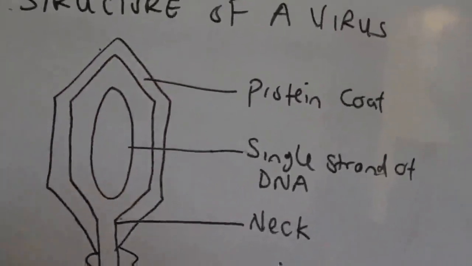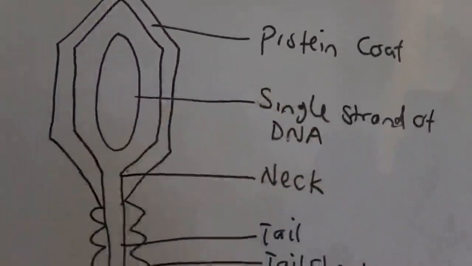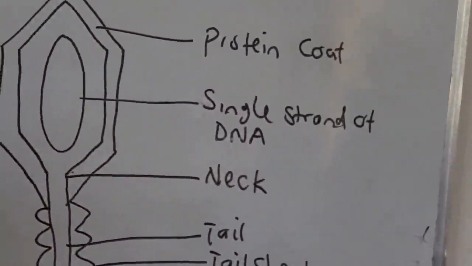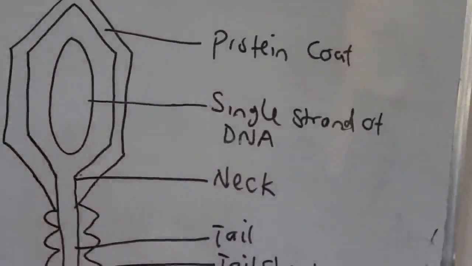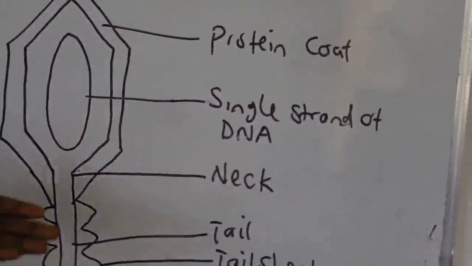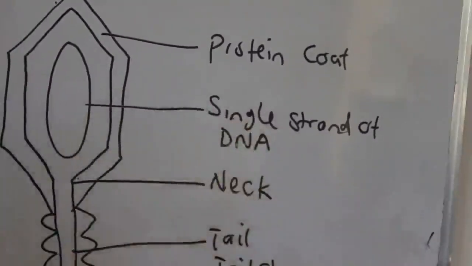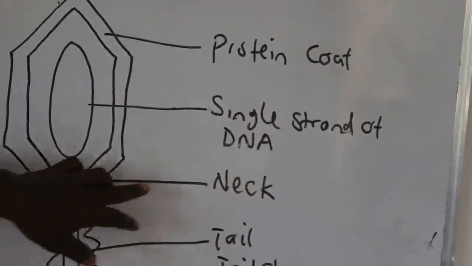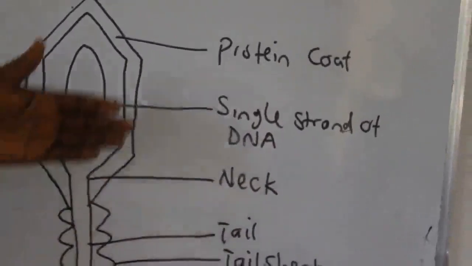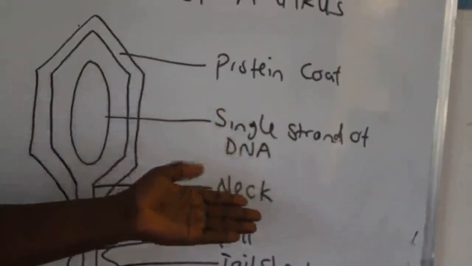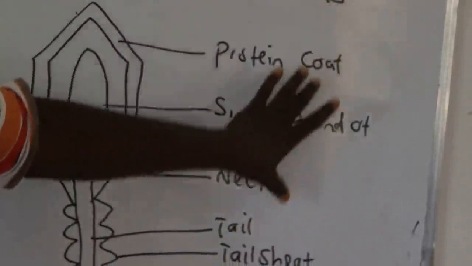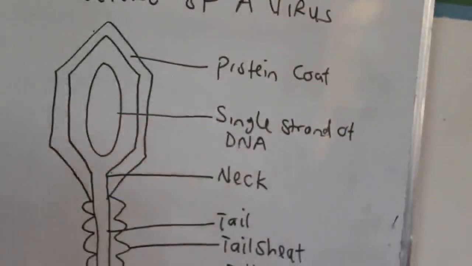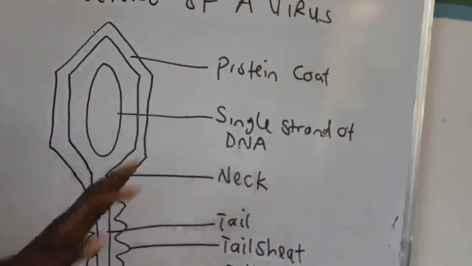And then we have a single strand of DNA. It's not all viruses that have DNA. Some can have RNA instead of DNA, while other viruses have DNA. Like we all know, DNA stands for deoxyribonucleic acid. And then we have the neck of the virus. So from the protein coat to the single strand of DNA and the neck, this side of the diagram is classified as the head of the virus. Then coming down, we have the tail of the virus.